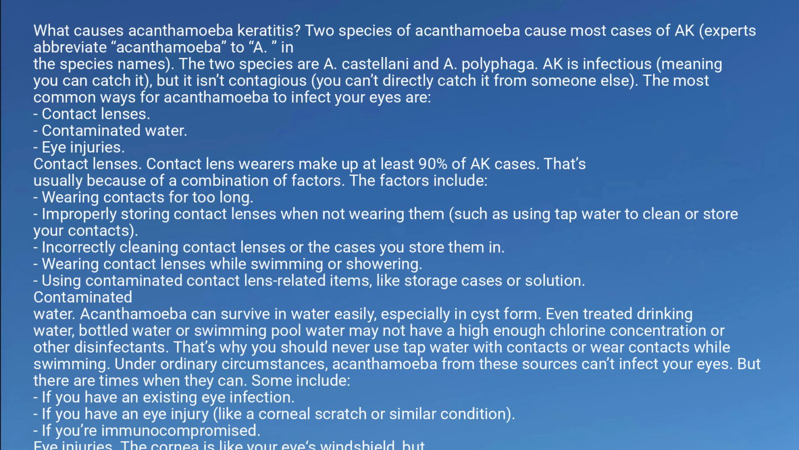What causes Acanthamoeba keratitis? 2 species of Acanthamoeba cause most cases of AK. Experts abbreviate Acanthamoeba to A in the species names. The 2 species are A. castellani and A. polyphaga. AK is infectious, meaning you can catch it, but it isn't contagious. You can't directly catch it from someone else.